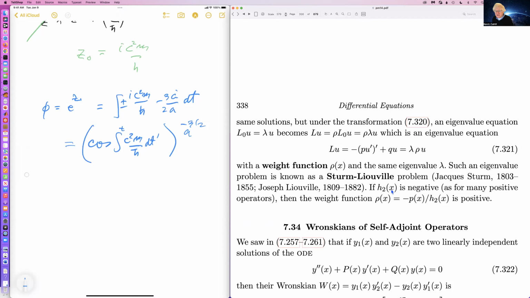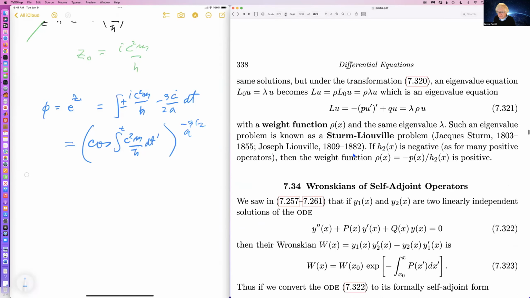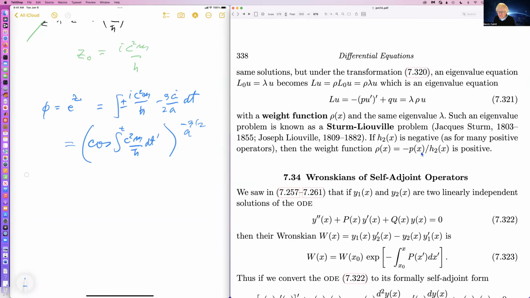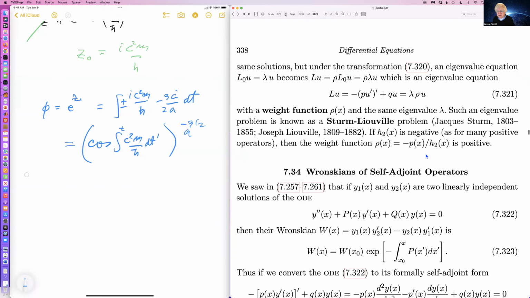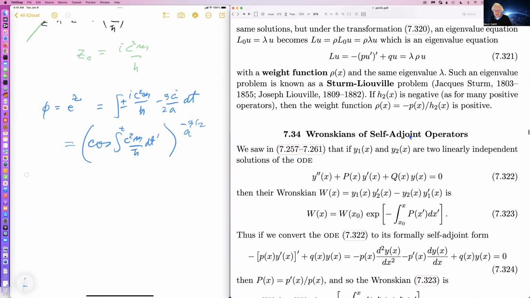It's often true in physics that H2 is negative, which is why this minus sign is particularly appropriate. The weight function is typically positive if H2 is negative.